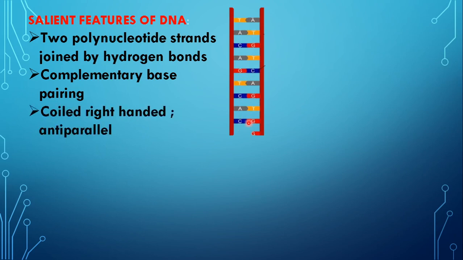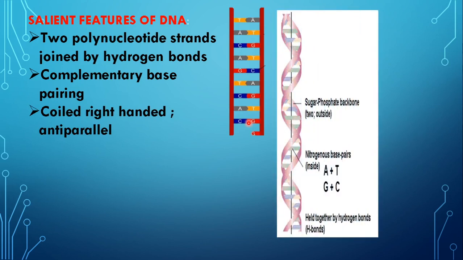Then they are always coiled in a right-handed manner. The two strands are anti-parallel. The two strands are always coiled around an imaginary axis, and if you place it here, they are coiled in a right-handed manner. This gives us the helical structure.